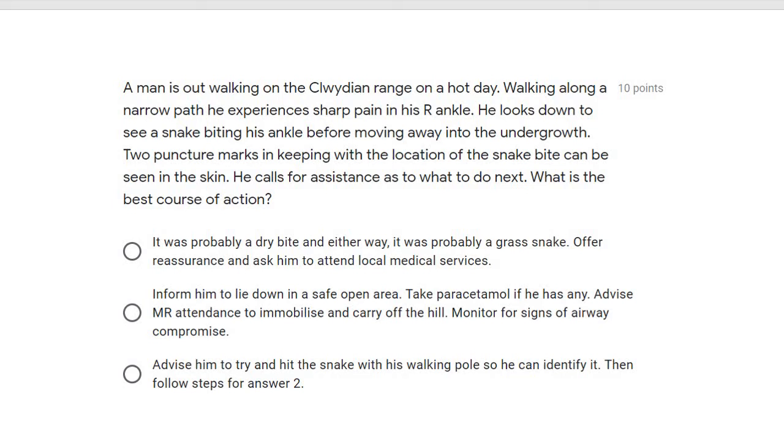A man is out walking on the Clwydian Range on a hot day. He experiences sharp pain in his right ankle. He looks down to see a snake biting his ankle before moving away into the undergrowth.